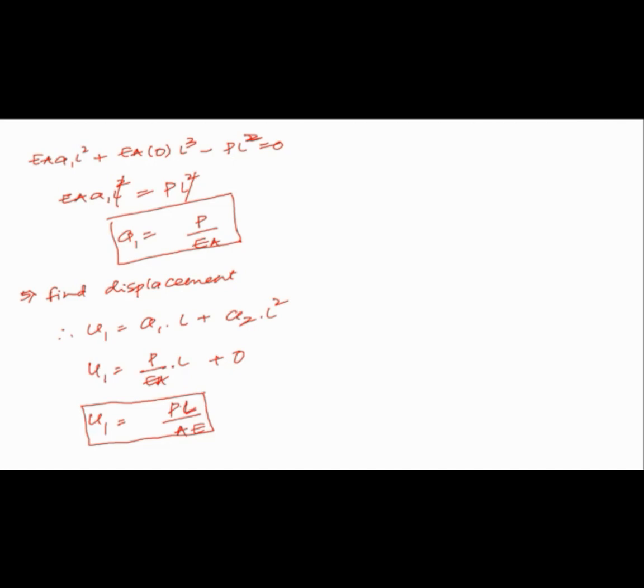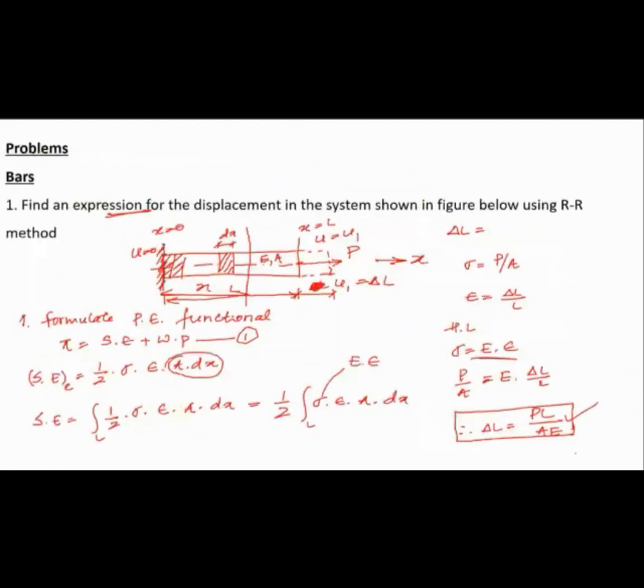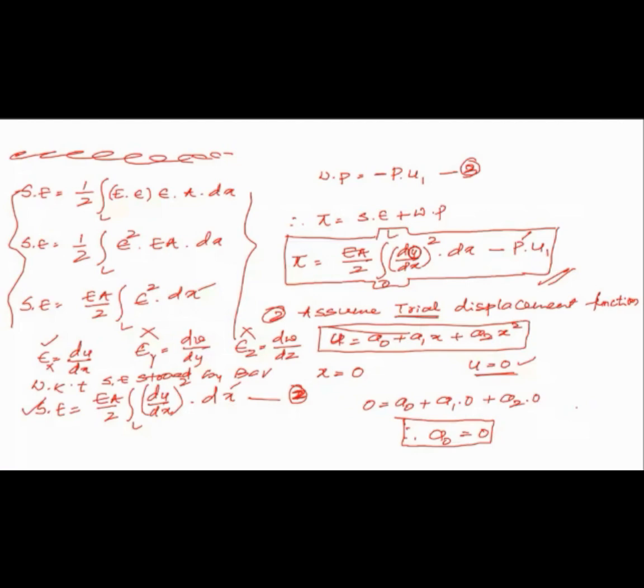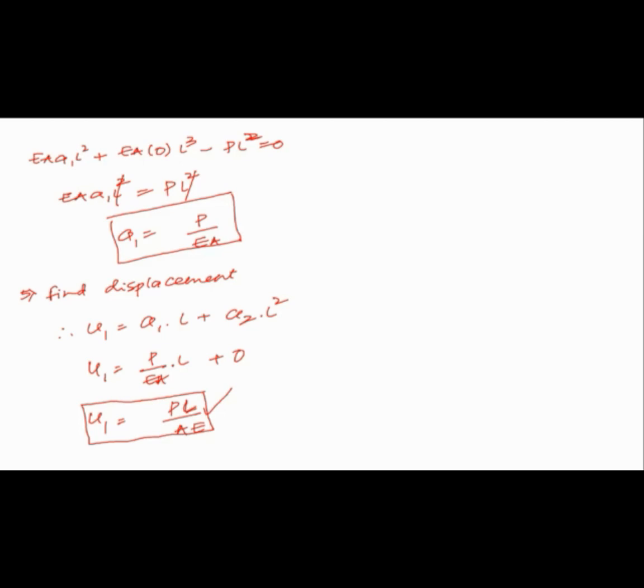What is the expression when a bar is subjected to a force at the free end? Using mechanics of materials also, I got the same equation, PL divided by AE, correct? The extension in the bar is given by PL divided by AE. Now, using this Rayleigh-Ritz method also, I am getting the value as PL divided by AE. This is the displacement at the free end.